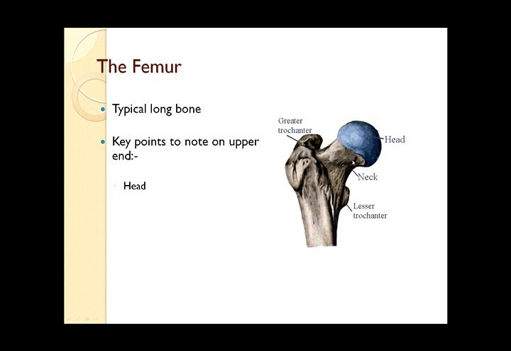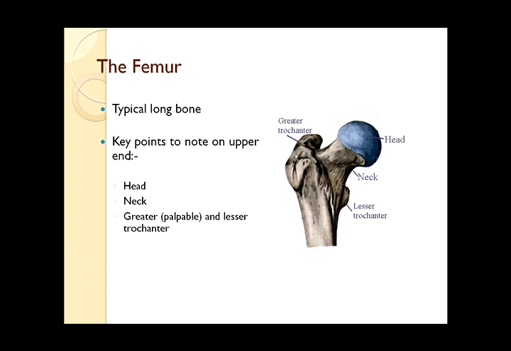And typically, all heads sit on a neck. And the femur has this extended neck. This is the anatomical neck of the femur. And this section here is probably the thinnest part of the femur and is the most commonly fractured portion.